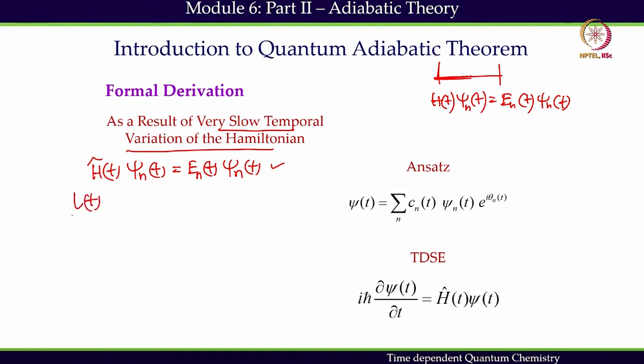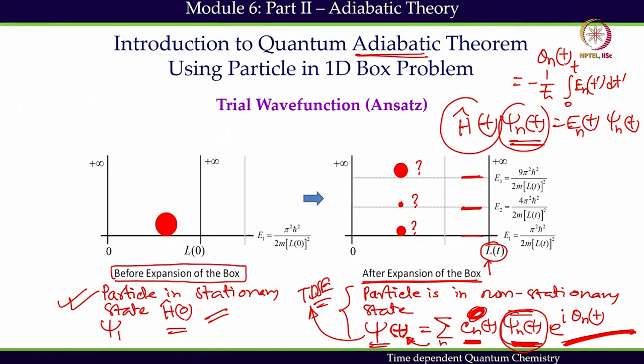When this is valid, then we assume that at time t, L(t) is the dimension of the box. For this dimension of the box, all these psi n which we have written are actually the states here, not the states here.